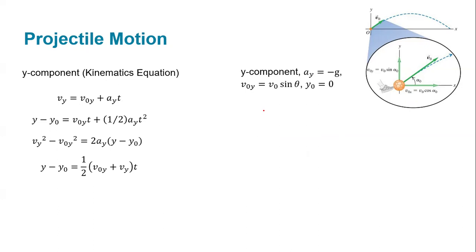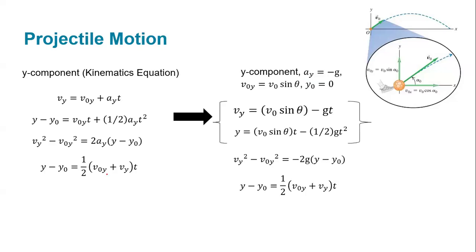If you look at the y component and apply the kinematics equation, the motion with constant acceleration equation, since in the y component our particle is accelerating downward, a_y is equal to negative g. So if you change a_y to negative g, then these equations become like this. So you have the equation for the y component of velocity and the y position.